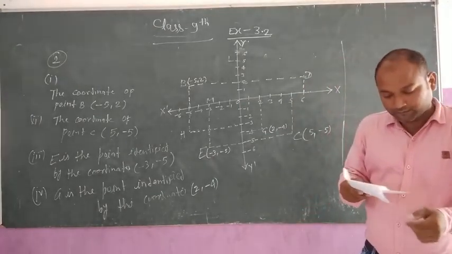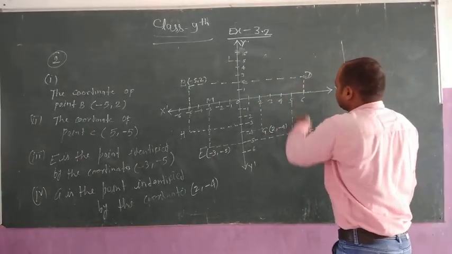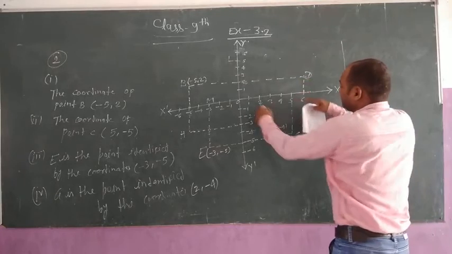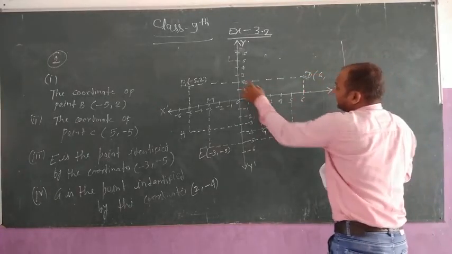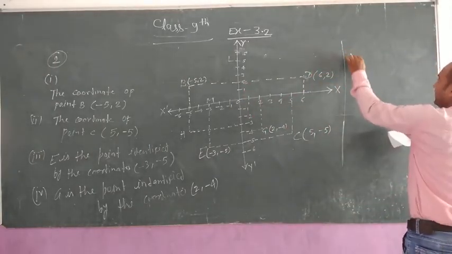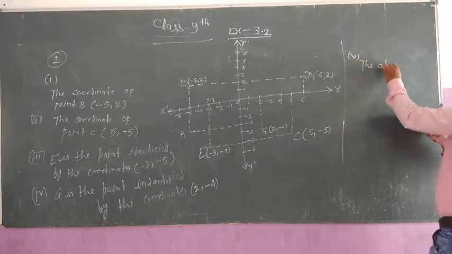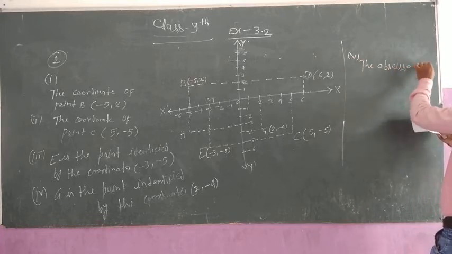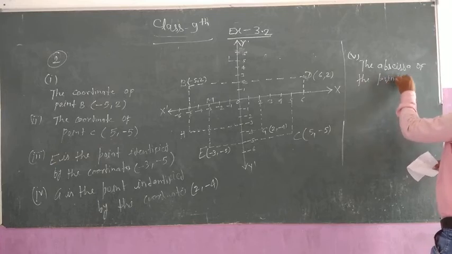Question number 5. The abscissa of the point D. Point D means x-axis. The x coordinate is 6 and y coordinate is 2. The abscissa of the point D is 6.